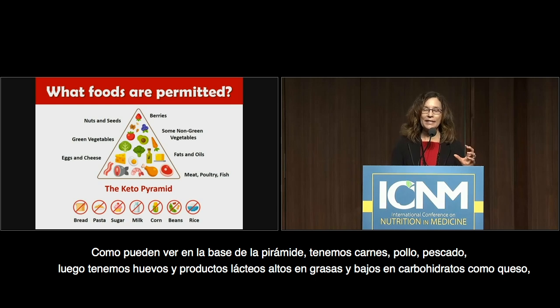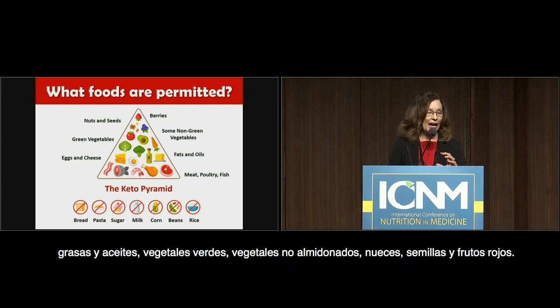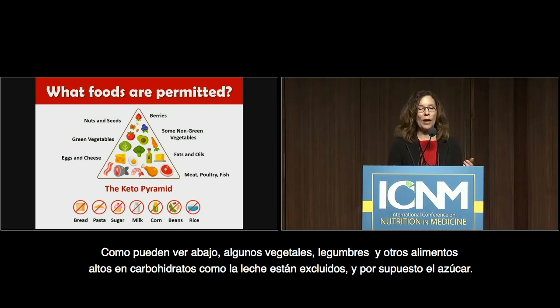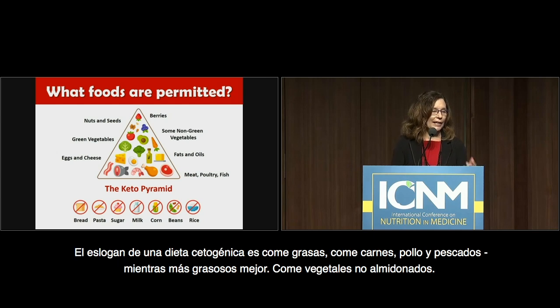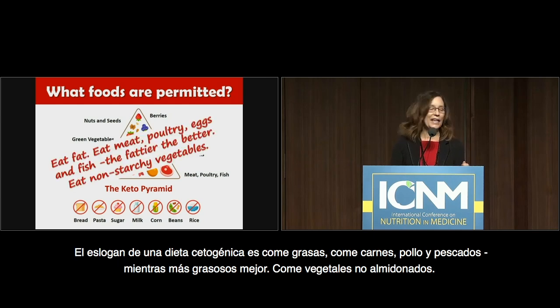So what foods are permitted on a keto diet? Well, you can see at the base of the pyramid, we've got meat, poultry, fish, and then eggs and very high-fat, low-carb dairy products like cheese, fats and oils, green veggies, and then some non-starchy vegetables, nuts, seeds, and berries. And you can see at the bottom, of course, grains and legumes and other high-carbohydrate foods like fluid milk are excluded, and of course sugar. The theme of a keto diet is eat fat, eat meat, poultry, eggs, and fish. The fattier the better. Eat non-starchy vegetables.